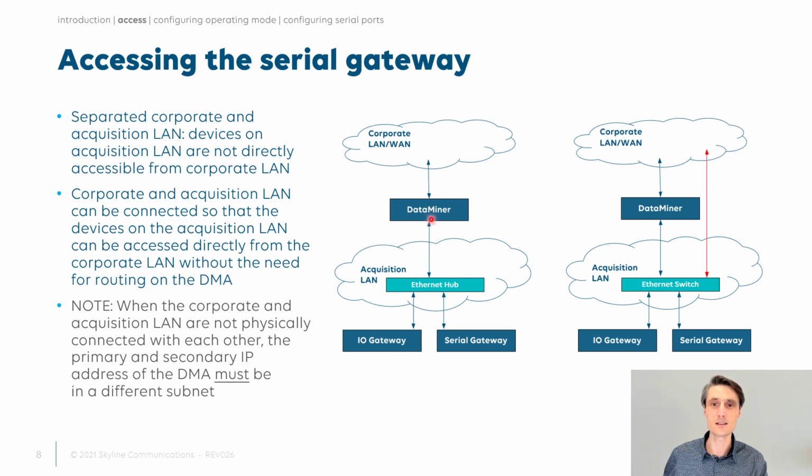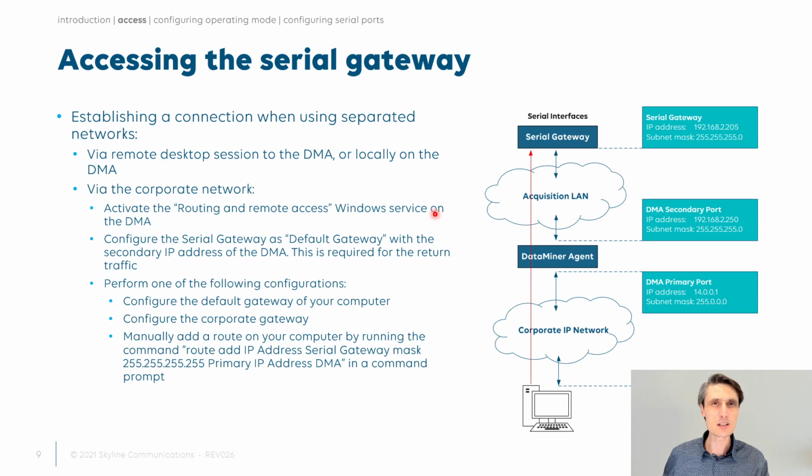Otherwise, the operating system could be confused how to access certain equipment. Anyhow, there's also a small note here. If that would be needed, you are able to configure the server, the Windows operating system we're running on, to act as a router or a gateway. So you can do that by activating the routing and remote access service in Windows.